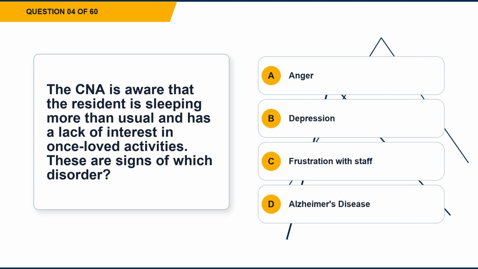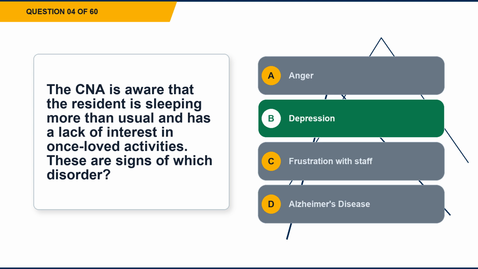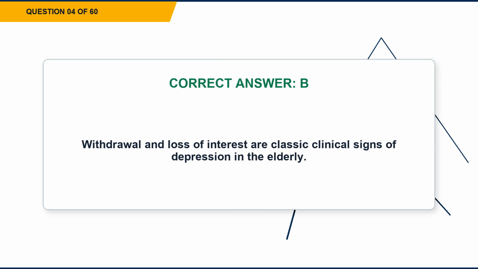Question 4. The CNA is aware that the resident is sleeping more than usual and has a lack of interest in once-loved activities. These are signs of which disorder? Option A, anger. Option B, depression. Option C, frustration with staff. Option D, Alzheimer's disease. The correct answer is option B, depression. Explanation: withdrawal and loss of interest are classic clinical signs of depression in the elderly.